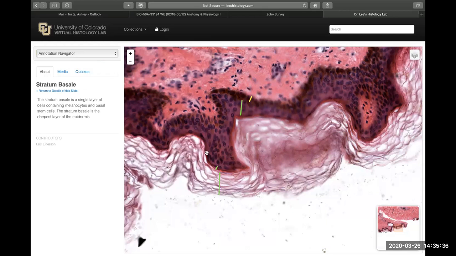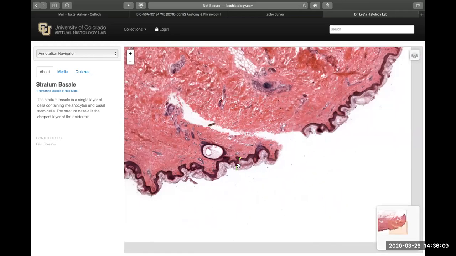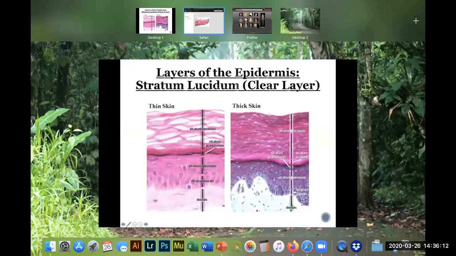Based on this picture, based on what we know about these layers, corneum, granulosum, spinosum, and basale, can anybody tell me if this is a sample of thin skin or thick skin? Thin. It'll be thin skin because we are missing that stratum lucidum layer. Yeah. So the stratum lucidum layer would be here-ish, but it's not. So this must be a sample of thin skin right here. Let's see what we got.